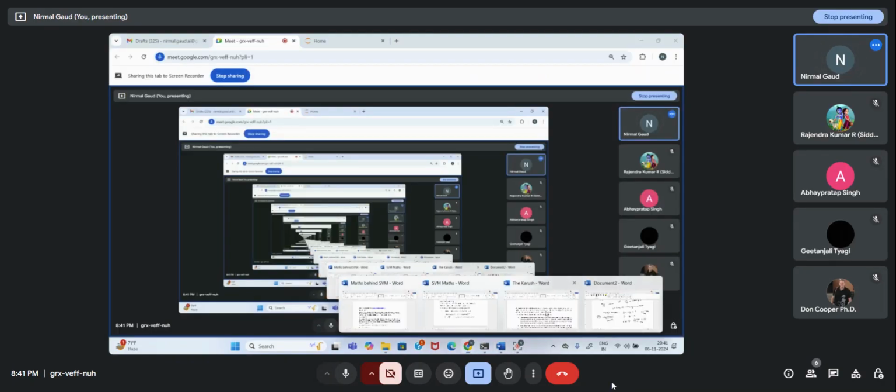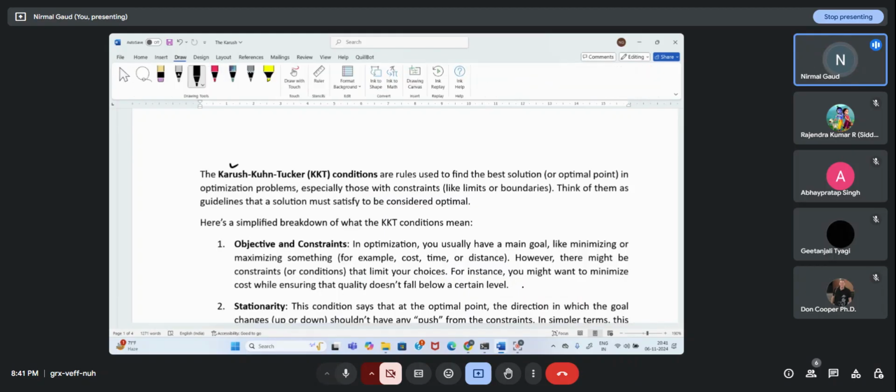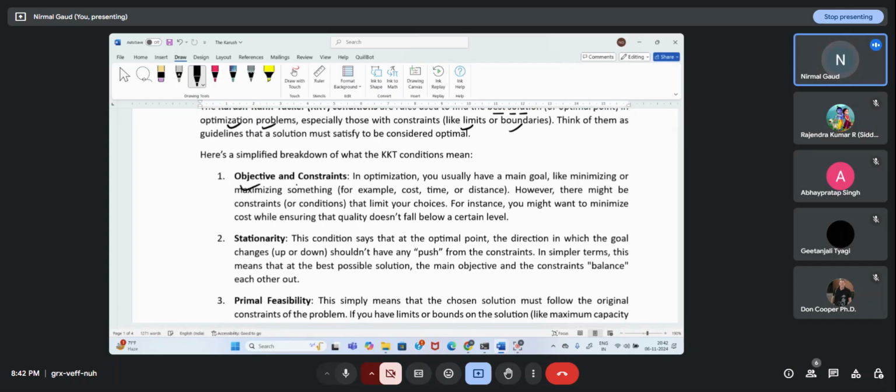Okay, KKT. These are the rules or the conditions that are used to find the best or optimal solution. So we are doing that only in SVM to find the optimal solution of a problem. We are having limits or the boundaries, constraint we are having. We do have objective function and a constraint equation. Okay, that is also we are having. So these rules are applicable under these conditions.